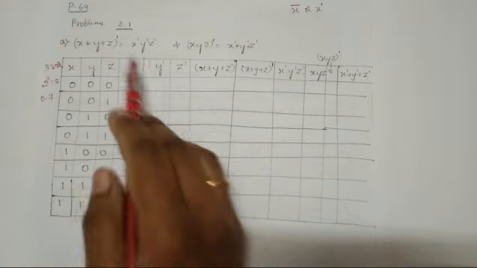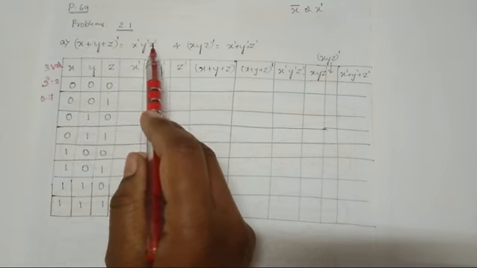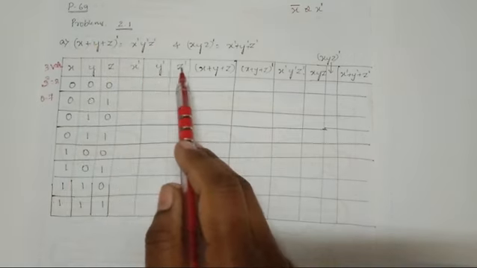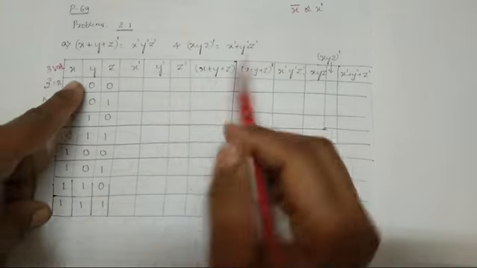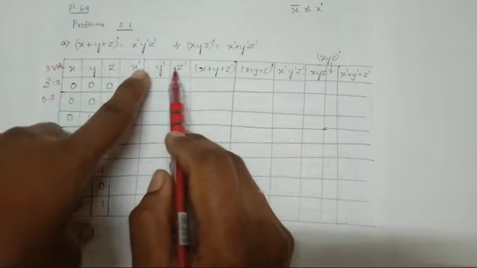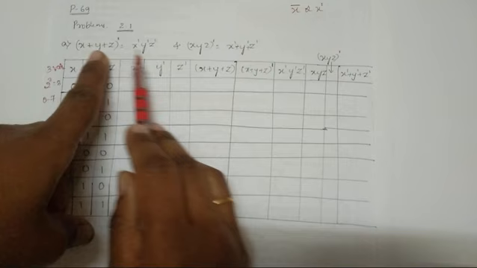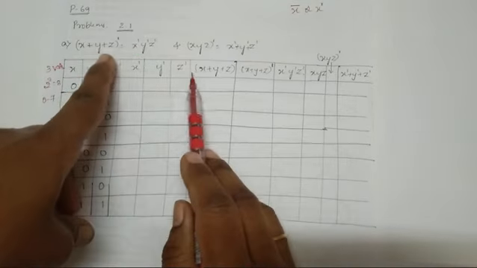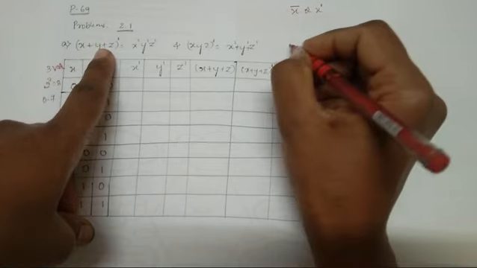Next, what are the ingredients you need here? You need x bar, y bar, z bar. So we need to find x bar, y bar, z bar. Quickly we will solve this. And then next, x plus y plus z. I have taken this expression and am writing the ingredients I need to solve it.